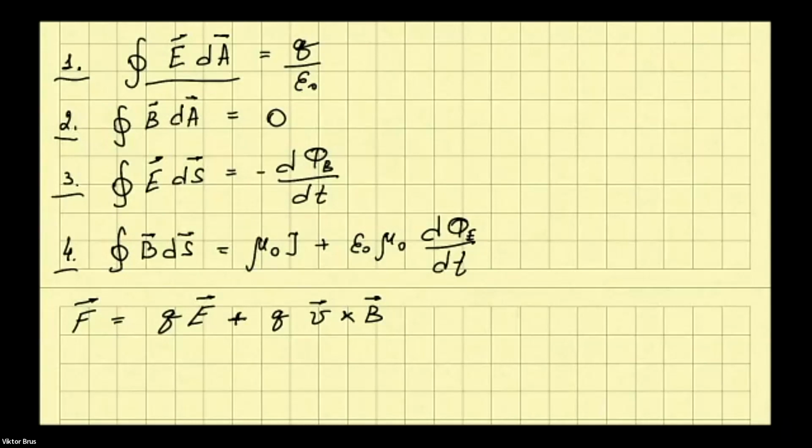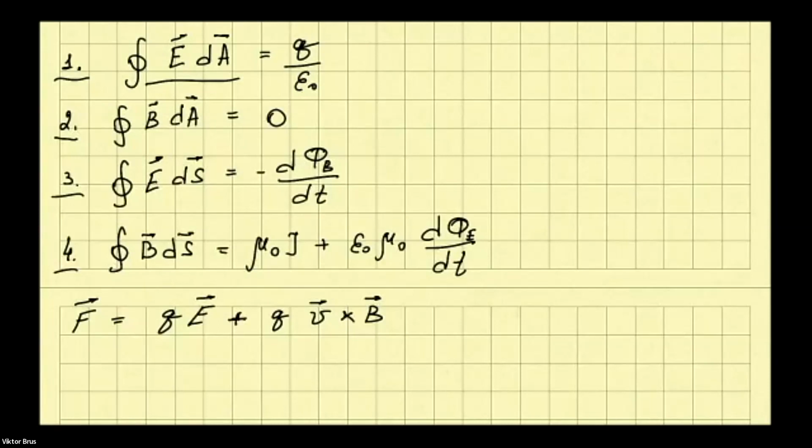Along with this option, we can also create a magnetic field with a time-varying electric field, which is associated with the first derivative of the electric field flux over time.